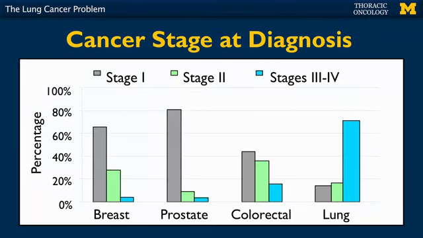One of the reasons for this high mortality rate is that, unlike the other common cancers, lung cancer tends to present at a more advanced stage of disease. Here we can see the gray bars indicate early stage 1 disease, and that most people with breast cancer, prostate cancer, and colon cancer present with either stage 1 or stage 2 disease. However, for lung cancer, the ratio is flipped, in that the majority of people present with stage 3 or 4 more advanced disease, a stage at which the overall survival is much lower.